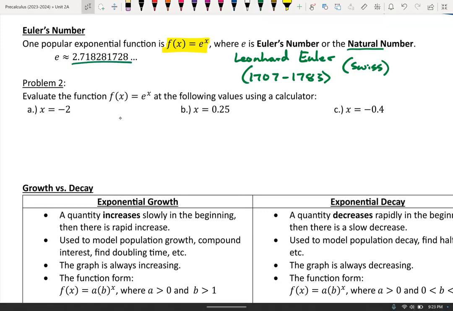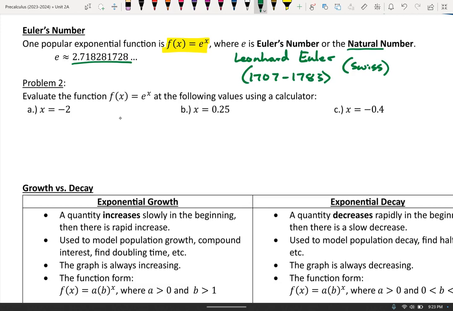Now this is irrational. So just like pi, it continues on forever without ending, and it has no pattern. That's what makes it irrational. I can't write this as a fraction. We can get an approximation, but we're not going to get an exact fraction from this number being irrational.